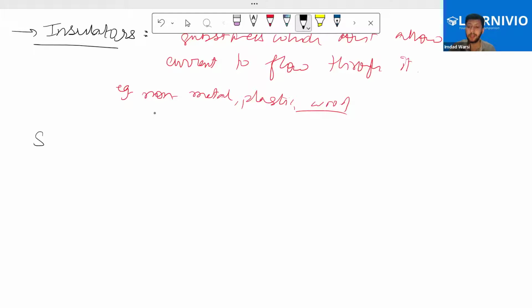What will happen if heat is provided? Then electrons will get excited. What does heat do? Heat is a form of energy, right? So this energy is transferred to electrons, and when these electrons gain the energy, they start moving.